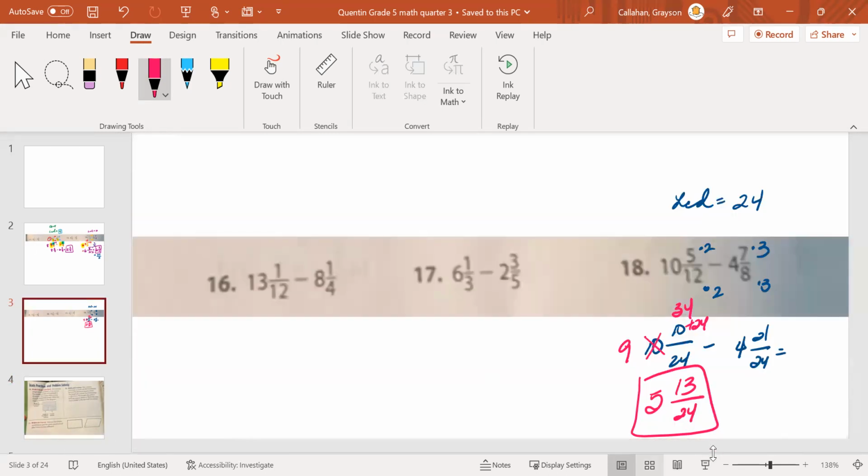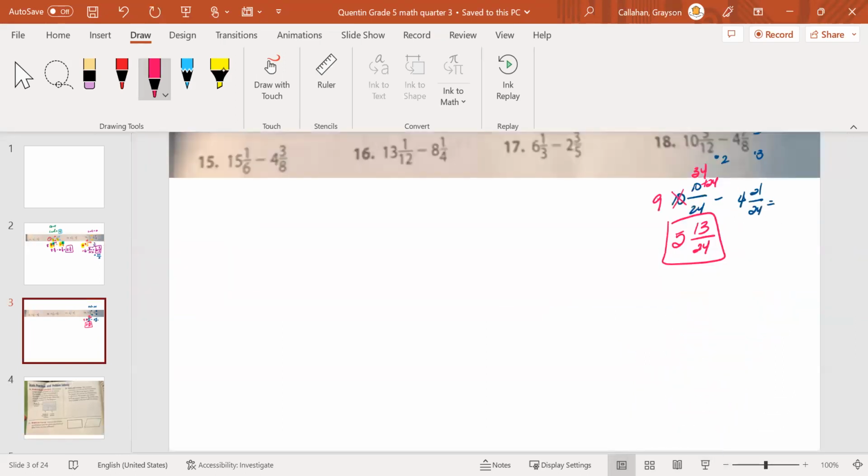I want you to go ahead and try number 15. Okay, number 15. Yeah, number 15. You have it on your paper. Go look at your book. Where's your book? So I'm gonna go ahead and pause it, and you're gonna go ahead and do that one.